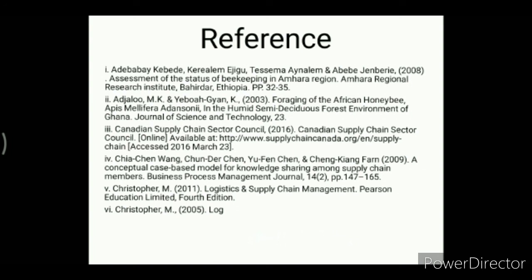And these are the references that give the information for this project.